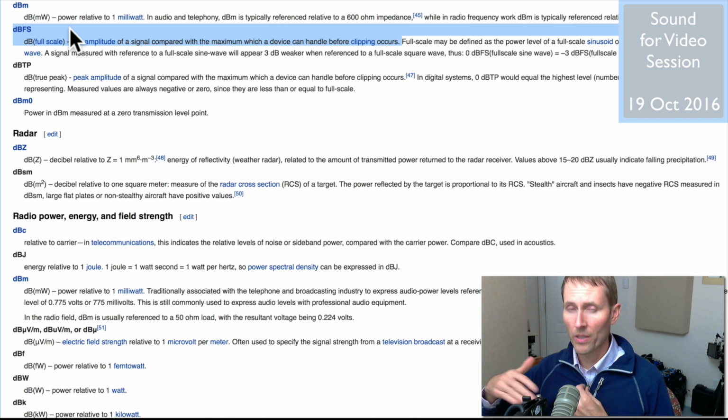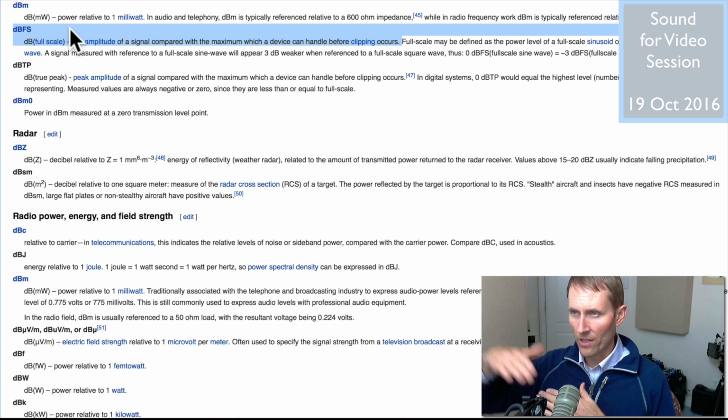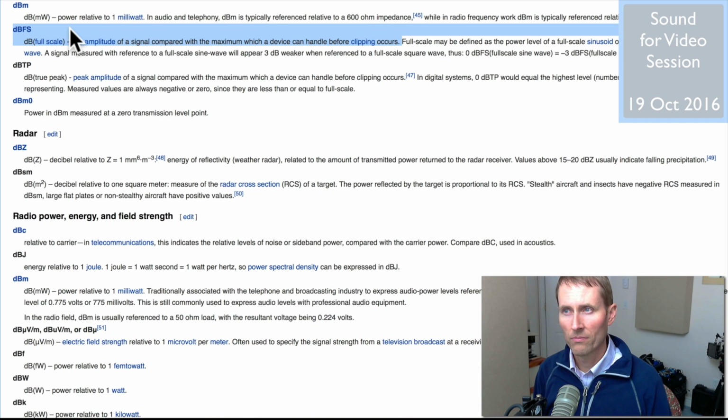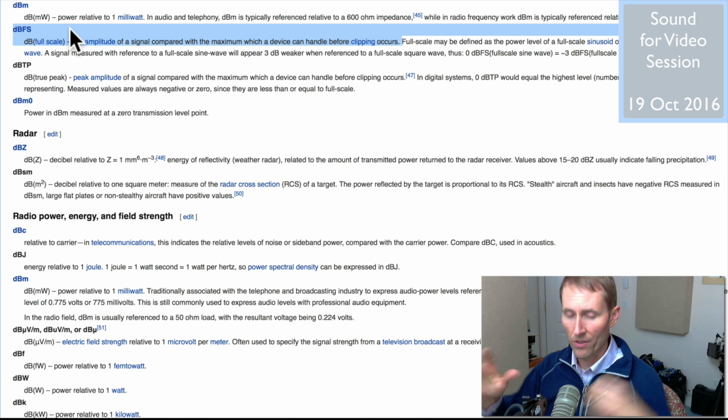Then in post, typically what you'll do with dialogue is normalize it so that you get a reasonable loudness, depending on what your target is. That's a different conversation for another time. So that's the first thing.